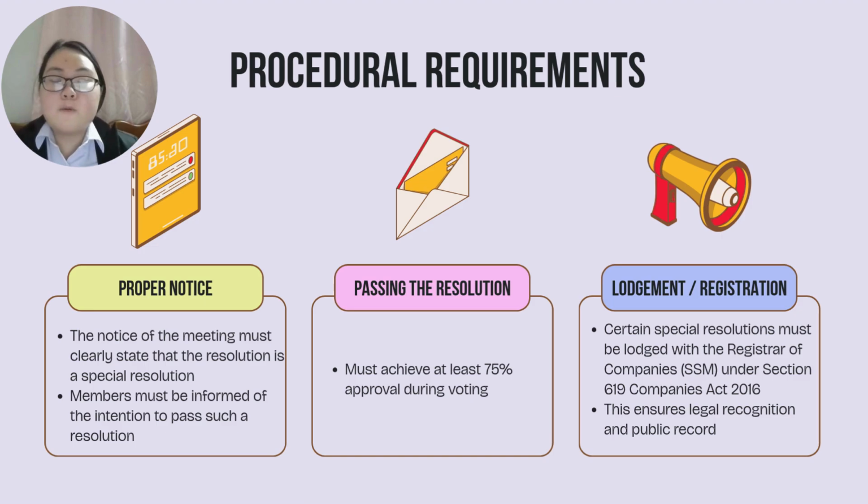The second is passing the resolution. Voting must be done with at least 75% of the votes, because it must be higher than the requirement for the ordinary resolution, which is more than 50%. The last is the company was registered under Section 619 of the Companies Act 2016.